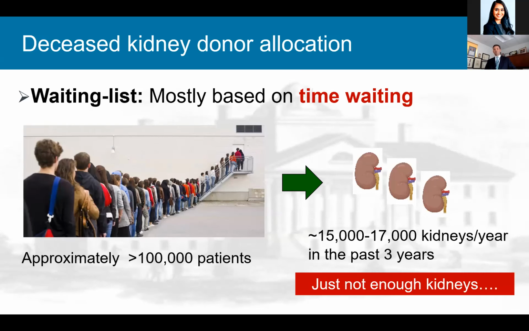Now, specific to kidney transplantation, the wait list is mostly based on time waiting. And approximately 100,000 patients are waiting for kidneys in the US right now. And we managed to transplant a little more than 15,000 kidneys per year for the past 3 years from deceased donors. Actually, in 2020, that number has gone as high as 17,000. But again, compared to 100,000, we essentially don't have enough kidneys.